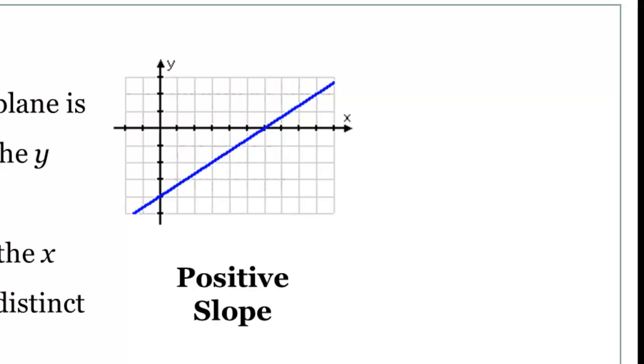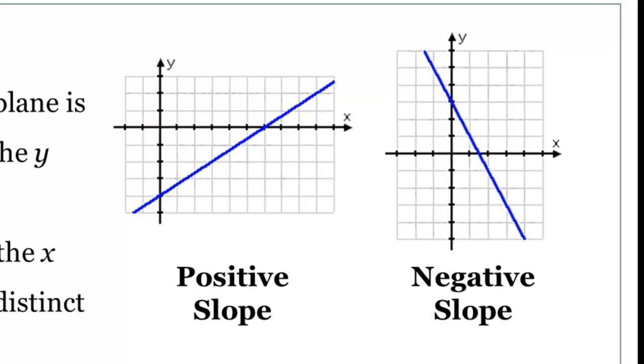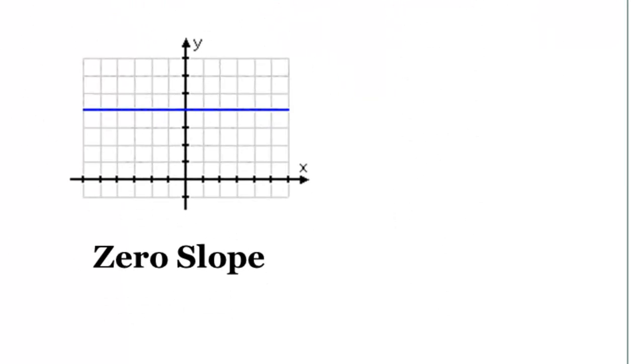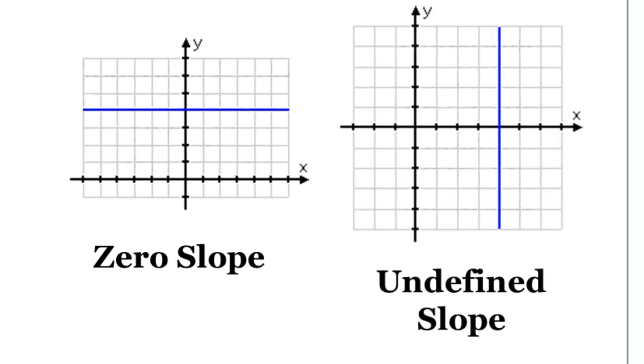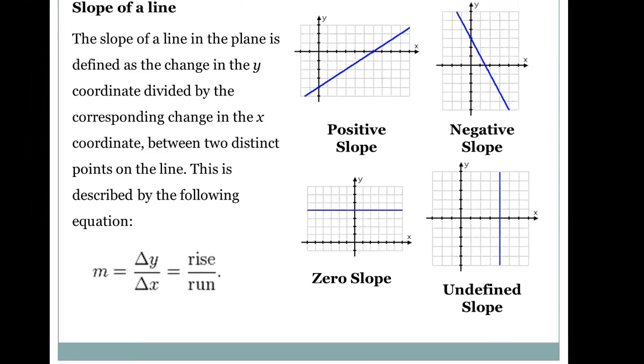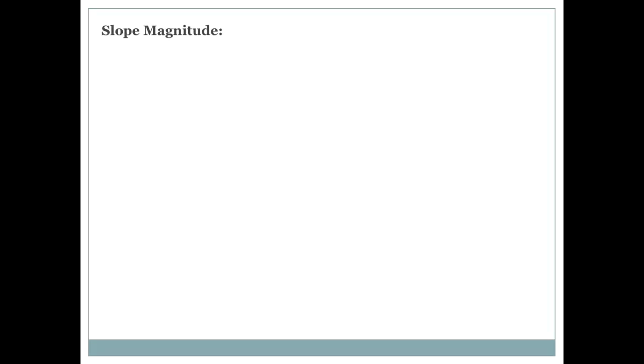This line has a positive slope, and this line has a negative slope. This line has a zero slope, and this line has an undefined slope. So that's a review for all of us. We know the meaning of a positive, a negative, a zero, and an undefined slope. I'm really interested in the zero slope, and that's going to be clear after we do the example.